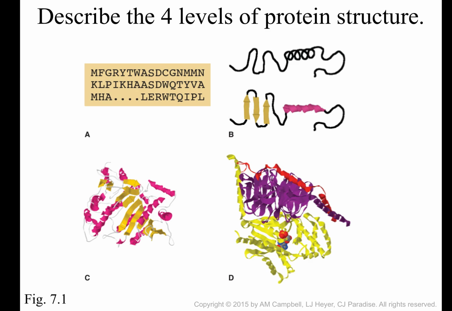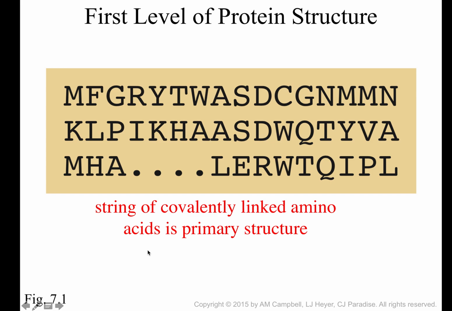So there are 4 levels of protein structure that affect how they work. They affect function. They're called primary, secondary, tertiary, and quaternary. All of these are pretty easy to understand except for secondary, and I'm going to give you a little tip on how to do that.